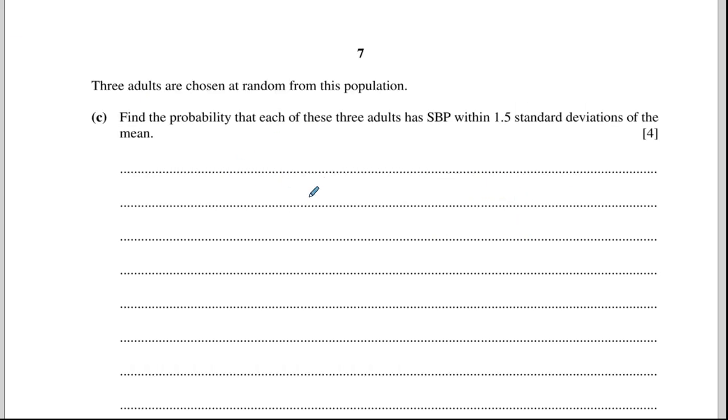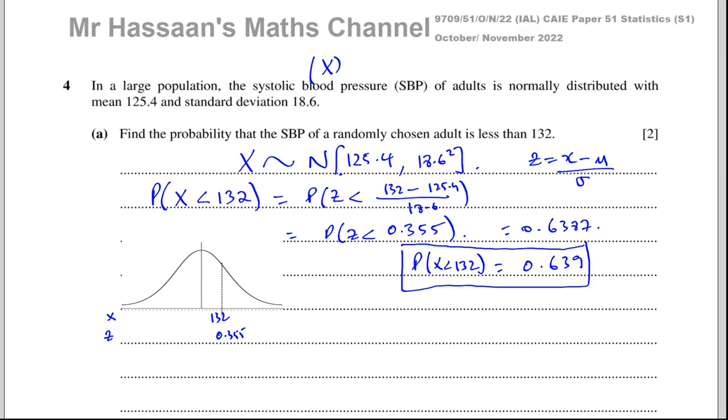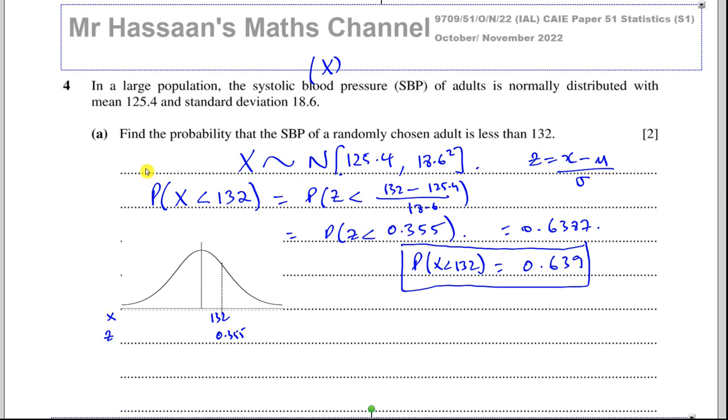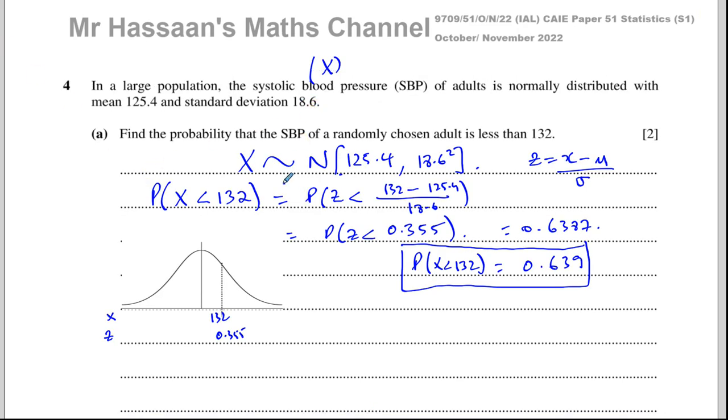No, it doesn't. Then it says 3 adults are chosen at random from this population. Find the probability that each of these 3 adults has SBP within 1.5 standard deviations of the mean. So now we're going back to the adult population. And now for part C, it says 3 adults are chosen at random from this population. So we're looking at the adults now. And for the adults, we had this situation over here. Okay, so I'll take that.